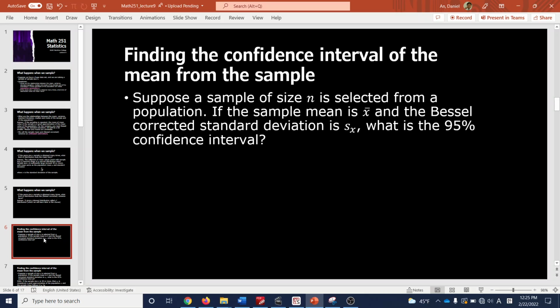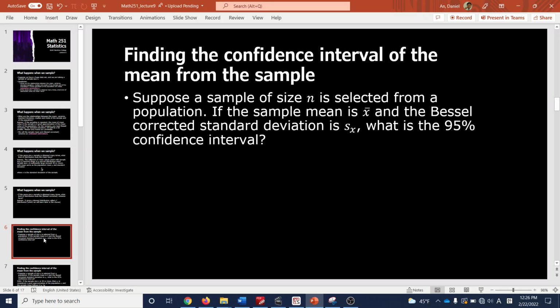Okay, and suppose a sample size of n is selected from a population, and from that sample you can find the sample mean x bar, which is different from mu, the population mean, and the Bessel corrected standard deviation Sx, which is the sample standard deviation, not the population one. Okay. What is the 95% confidence interval?